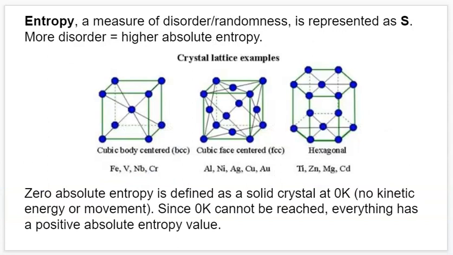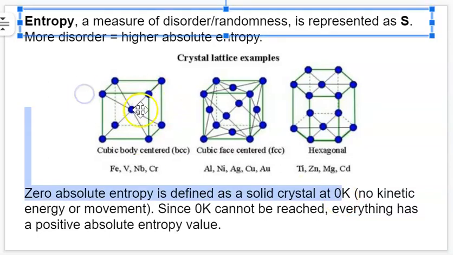And entropy itself is defined, like I said, as a measure of disorder or randomness, and is represented by S. And the more disorder, the higher the absolute entropy value. And this is all based off of the idea that zero absolute entropy is defined as a solid crystal at 0 degrees Kelvin. So why that in particular?